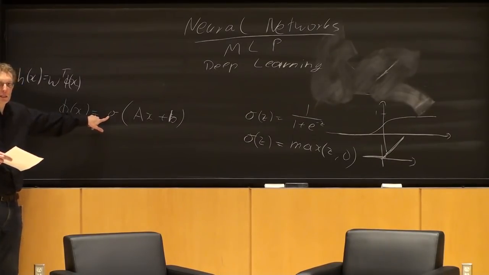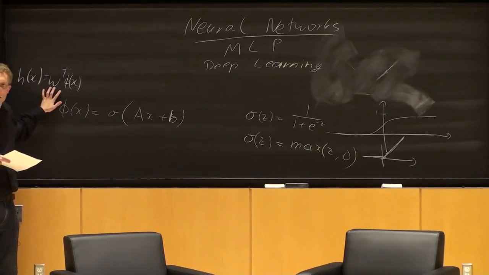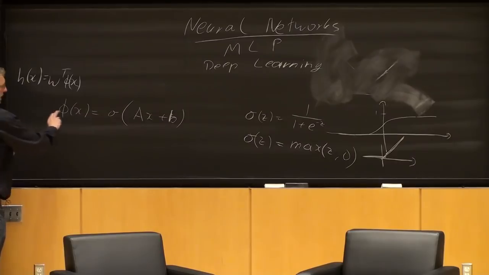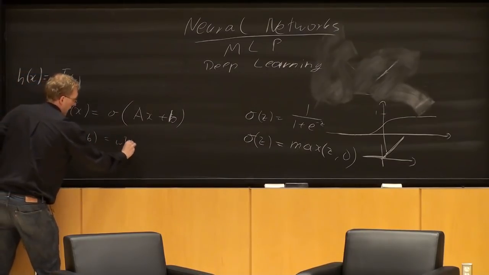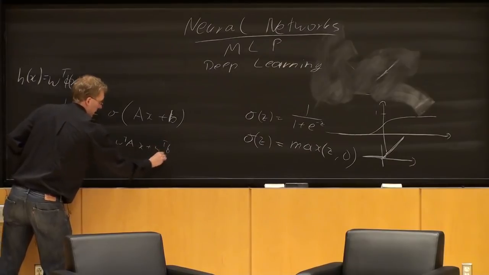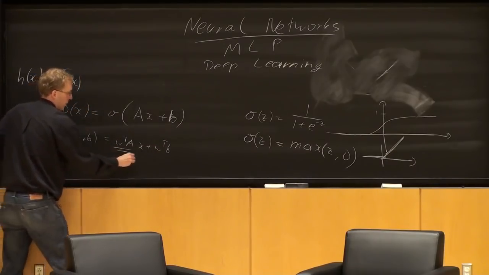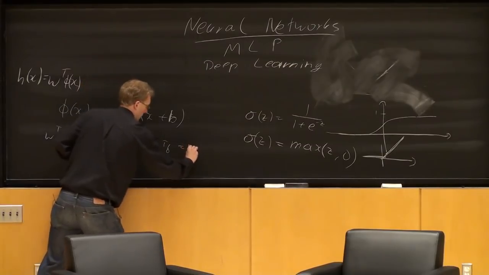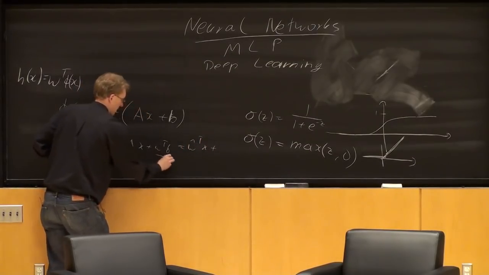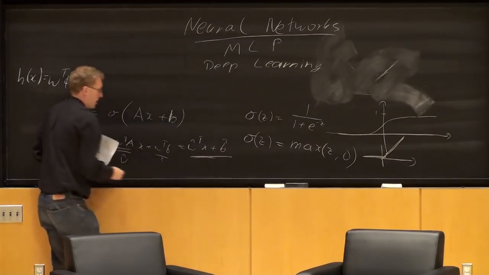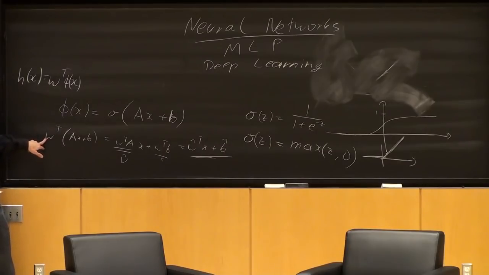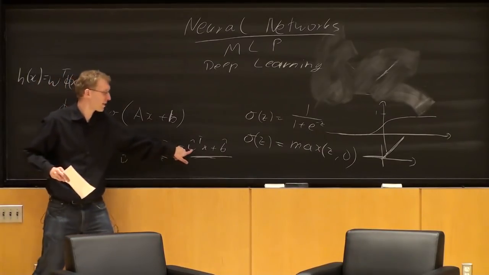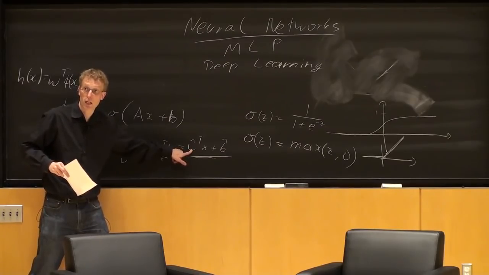If you didn't have this, then it would just become a linear classifier. That's easy to show. If sigma was not there, then you would just have W transpose (Ax plus b). Well, that just becomes W transpose A x plus W transpose b, which is W hat transpose x plus b hat. So if you just have a transformation without the sigma, then multiplying by a matrix is the same thing as if you would just learn a different vector. So you still just have a linear classifier.